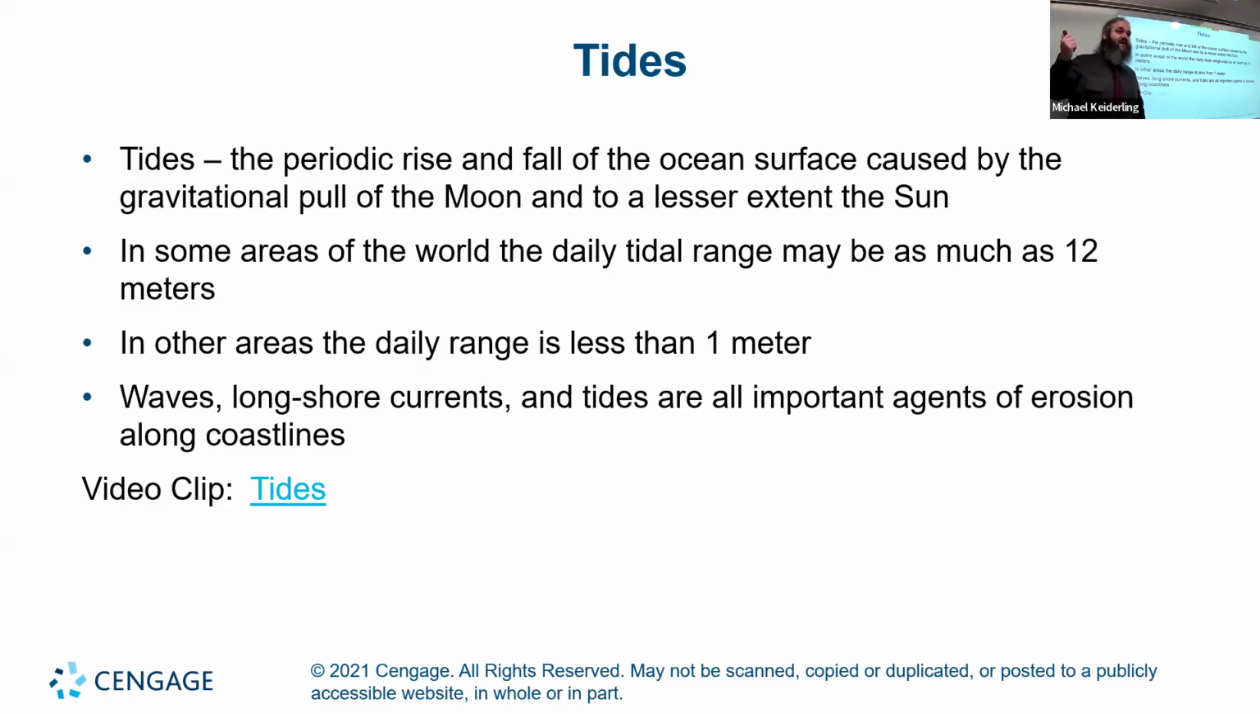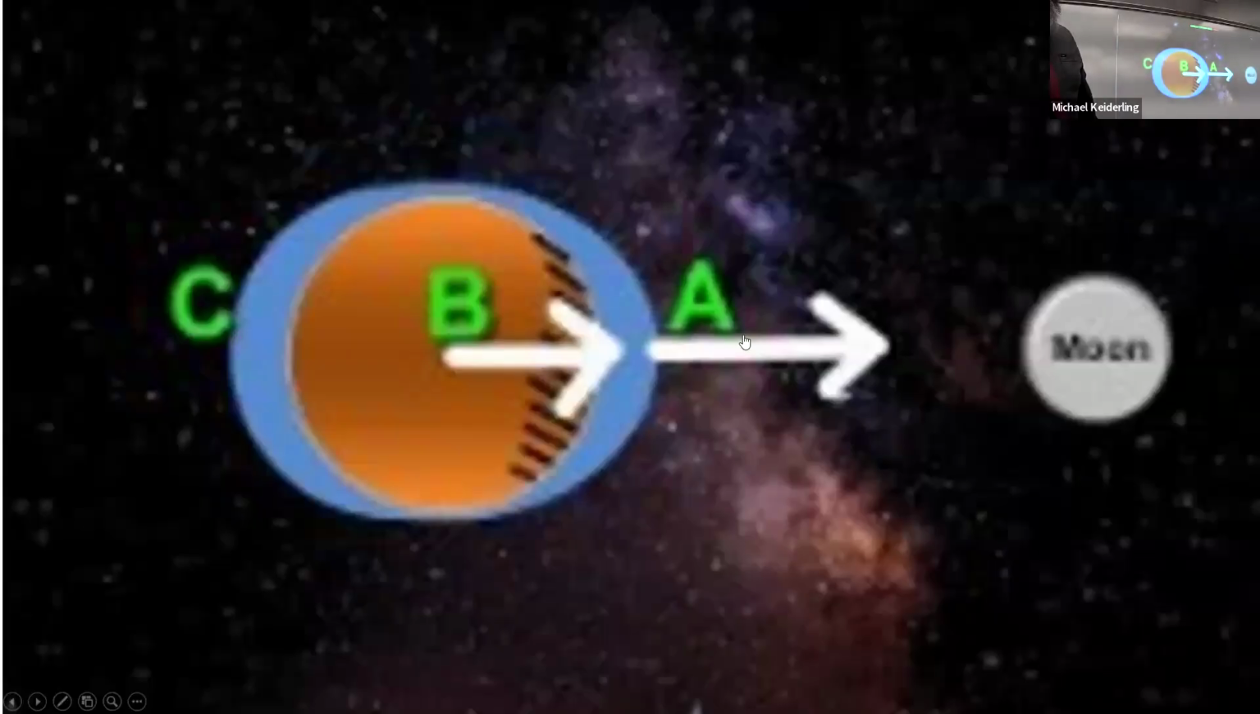And there are tides on Lake Michigan. You can look them up if you want. And you get basically 2 high tides a day, 2 low tides a day as the Earth rotates through the 2 lumps. And waves, longshore currents, and tides are all important agents of erosion along coastlines.